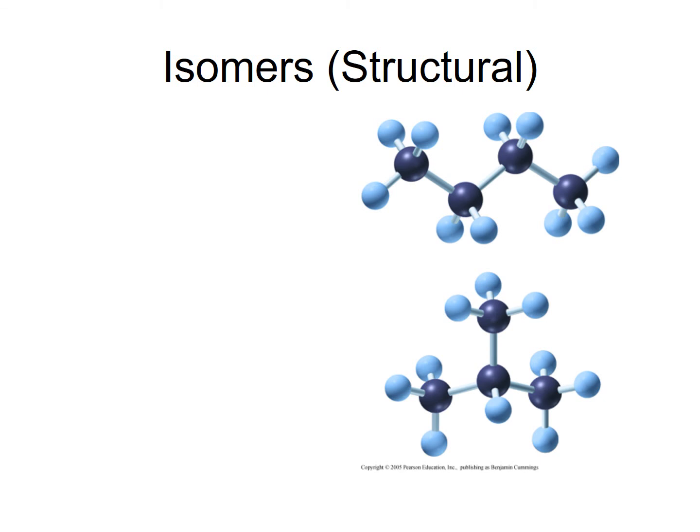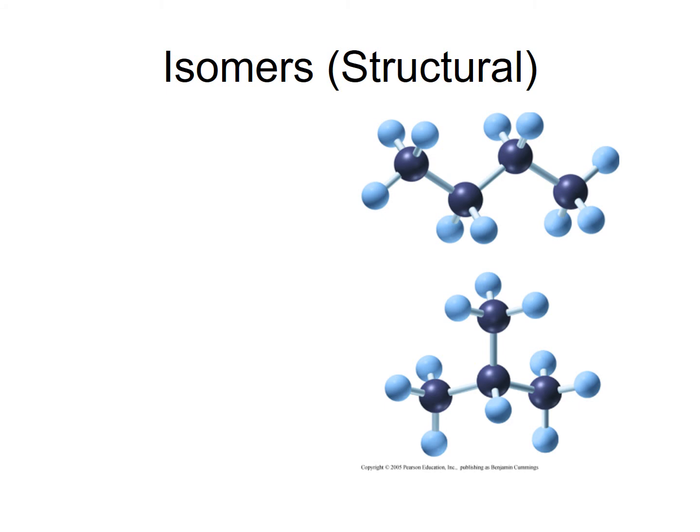Okay, changing gears again. Let's talk about what we mean by isomers. We did cover this in Chem 1, but just to remind you, isomers are when you take the same set of atoms and put them together differently. In other words, you would have the same formula, you would just have a different structure. Structural isomers are when you change the structure.